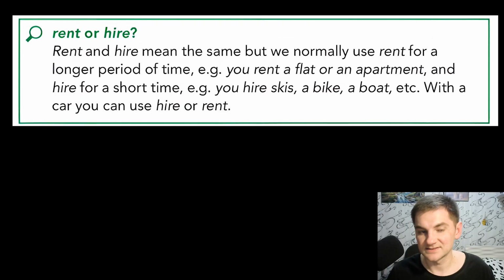Let's check this. Rent or hire. Rent and hire mean the same, but we normally use rent for a longer period of time. For example, you rent a flat or an apartment, and hire for a short time. For example, you hire skis, a bike, a boat, and so on. With the car, you can use hire or rent, whatever you like. So, have a look at this information and then we will move on.